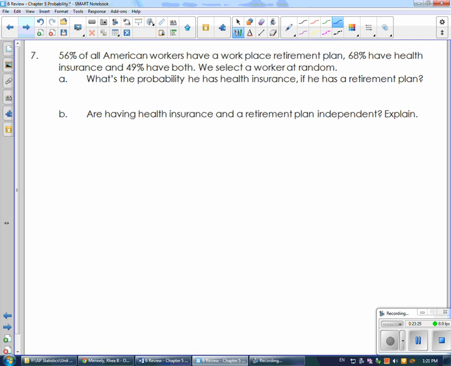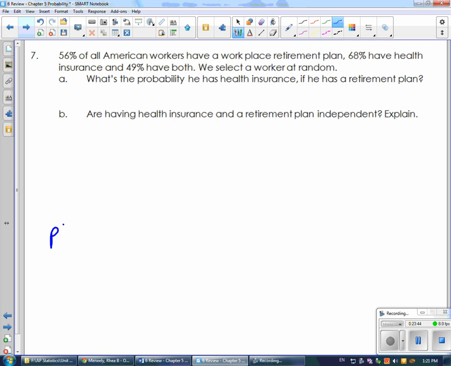In this situation, you could do a Venn diagram since I'm looking at 2 very similar events. We've got retirement plan and insurance. It's possible that they have both. So if you want to construct a Venn diagram, you certainly can do that. We can also just work with our probability rules. But what we'll want to do is list the information that we're given.